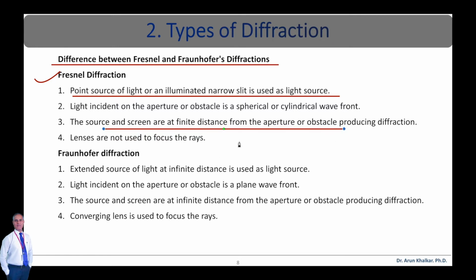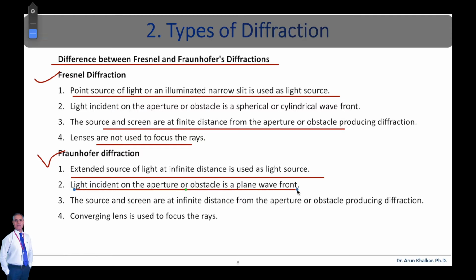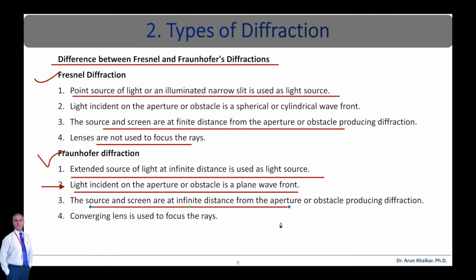As this experimental arrangement is placed at finite distance, lenses are not required to observe the Fresnel diffraction pattern on the screen. Whereas in Fraunhofer diffraction, an extended source of light is used which is placed at infinite distance. Therefore, light incident on the slit has a plane wavefront. So this is the main difference between the Fresnel diffraction and the Fraunhofer diffraction. Next important point in Fraunhofer diffraction is that the source of light and the screen are placed at infinite distance, so lenses are used to focus the light on the slit.